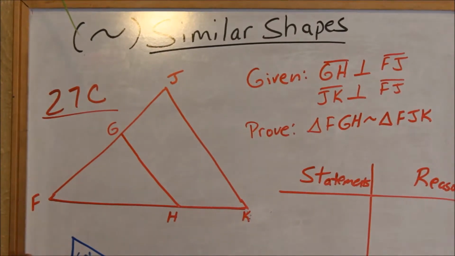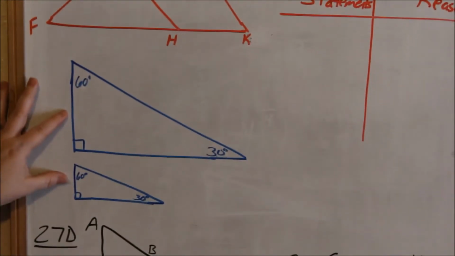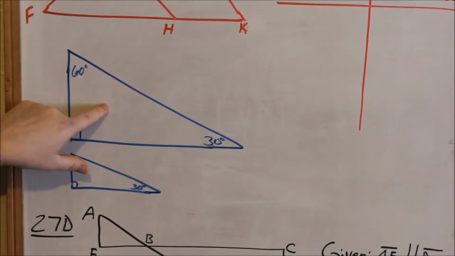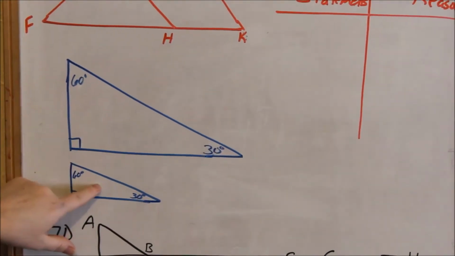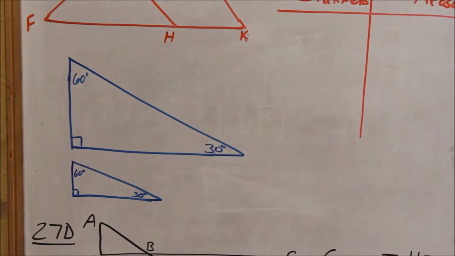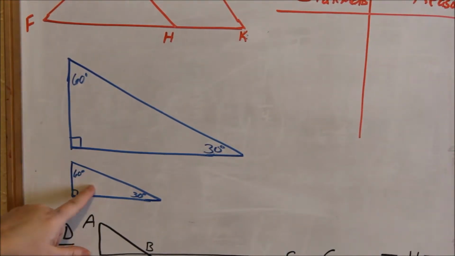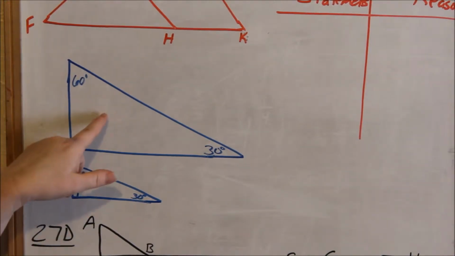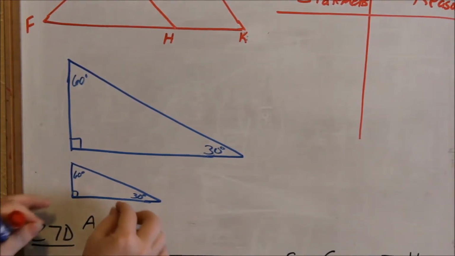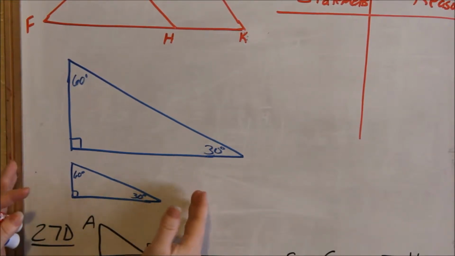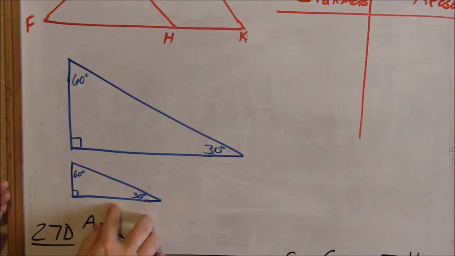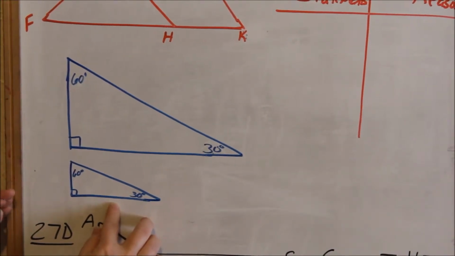Let's jump down to these two blue triangles. I have a smaller triangle and a larger triangle. These triangles are similar. They are the same shape, but they are not the same size. This smaller triangle is a 30, 60, 90, and so is the larger one. When I blow a triangle up, when I enlarge it, I'm only changing the length of the sides. I do not change the angles. That is important to know in similar shapes.